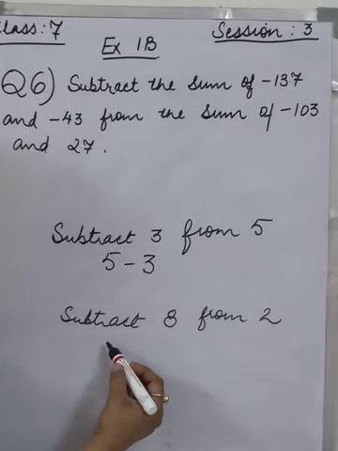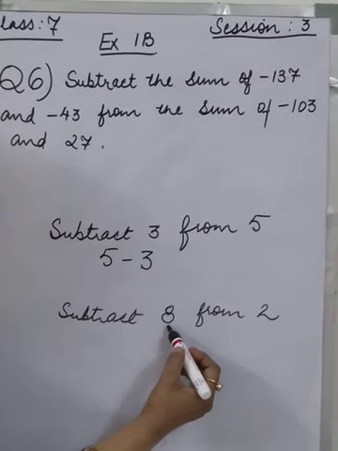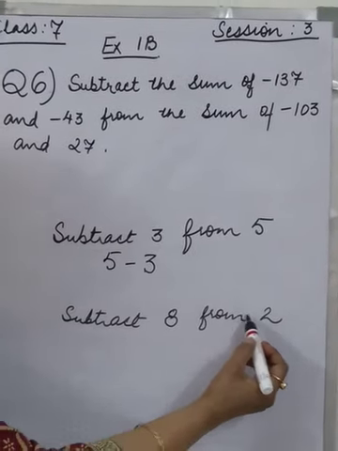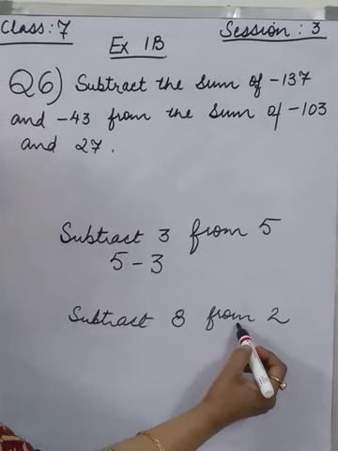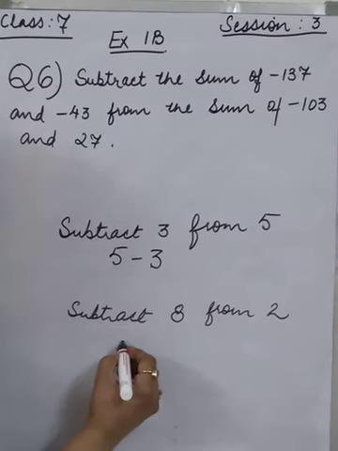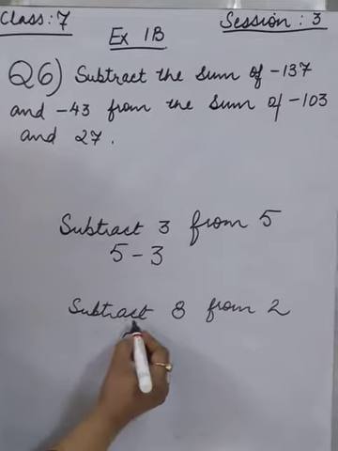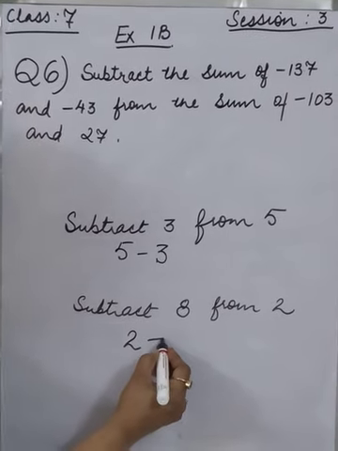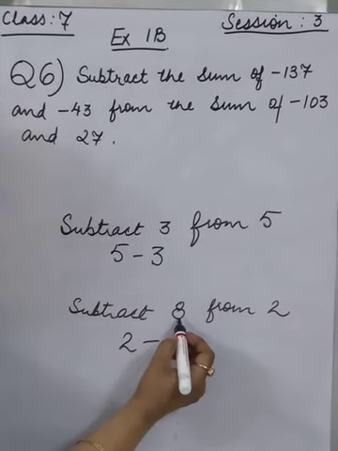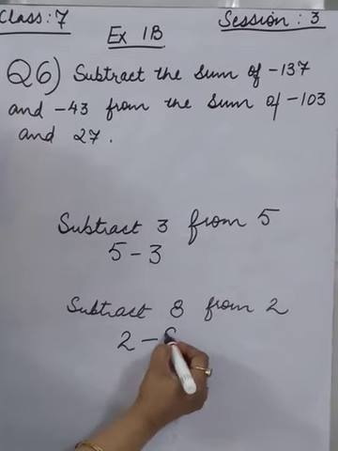We come to the next part. Subtract 8 from 2. After the word from, what do we have? 2. So first we are going to write 2. Then subtract, that means minus, and what are we going to subtract? 8. So I write 8.